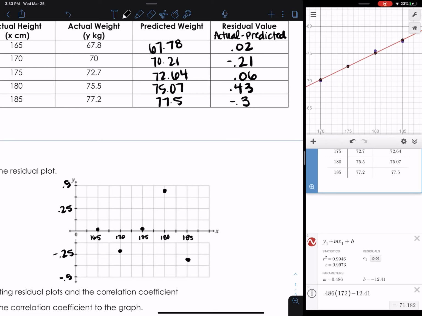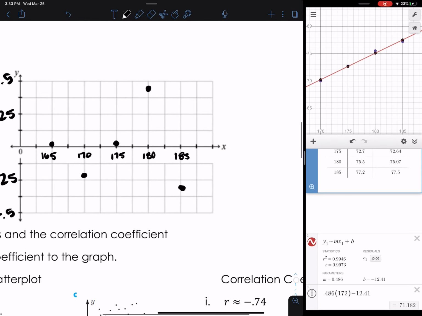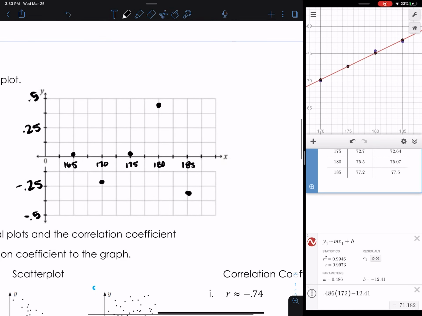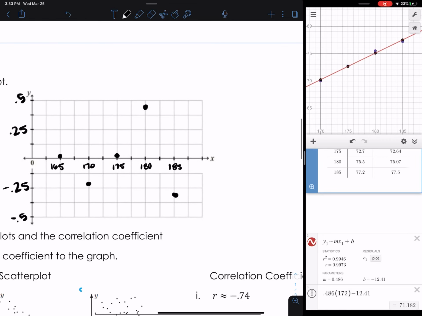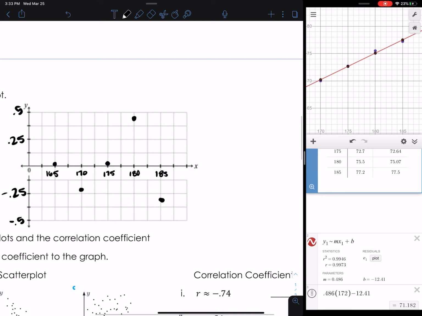And looking at this, it doesn't ask you to answer this question, but if you're looking at this residual plot, would you say that the regression line is a good fit, that it follows a linear pattern? Do these points look evenly scattered to you? For me, I would say that this is a good fit because the points are evenly scattered. So the regression line looks like a good fit.